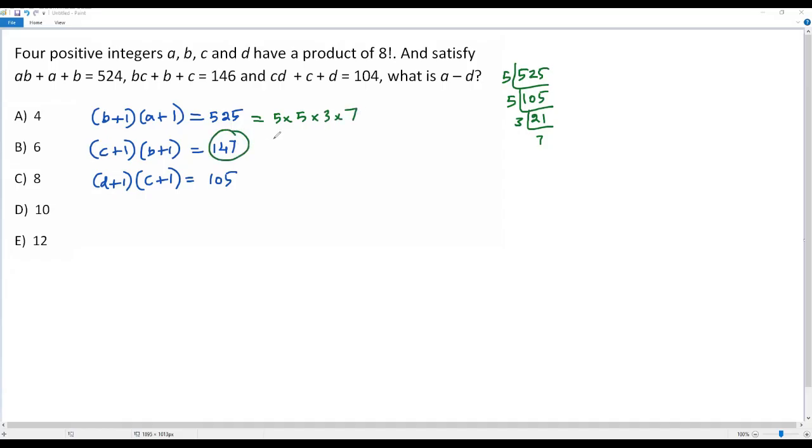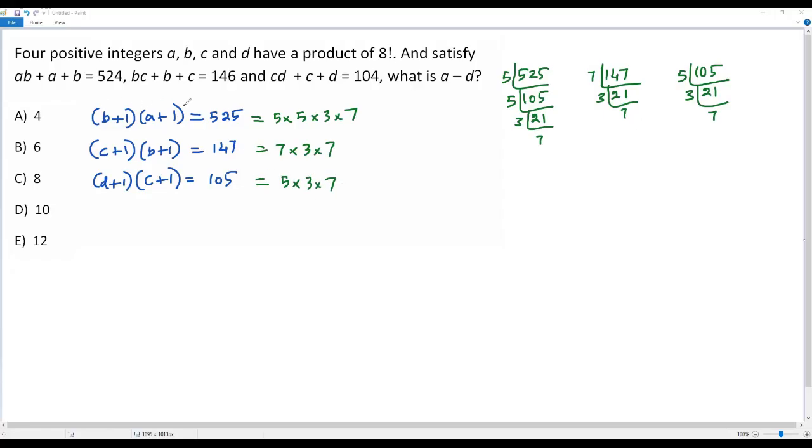Let's do the same thing for 147. It's a multiple of 7. So we can divide this by the prime number 7. When I divide this by 7, I'm getting 21. And it's a multiple of 3. Let's divide this by 3. Then I'm getting 7. We can write this as 7 times 3 times 7. And here 105. Let's divide this by 5. Then I'm getting 21 over here. It's a multiple of 3. Let's divide by 3. We get 7. Then we get 5 times 3 times 7.